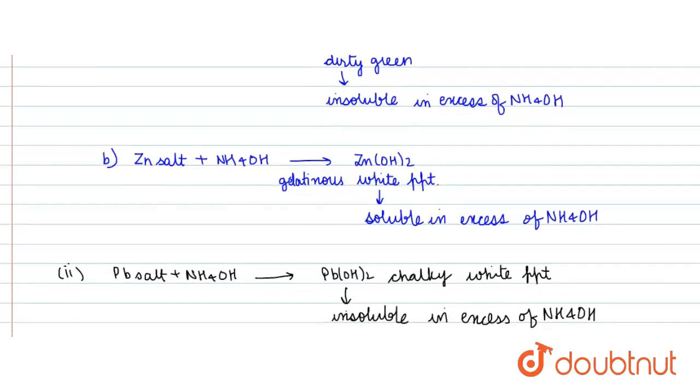Our next salt is a zinc salt, as we already did. When zinc salt is reacted with NH4OH, it produces the white precipitate of zinc hydroxide, which is further soluble in excess of NH4OH. So this is how to distinguish between the both.